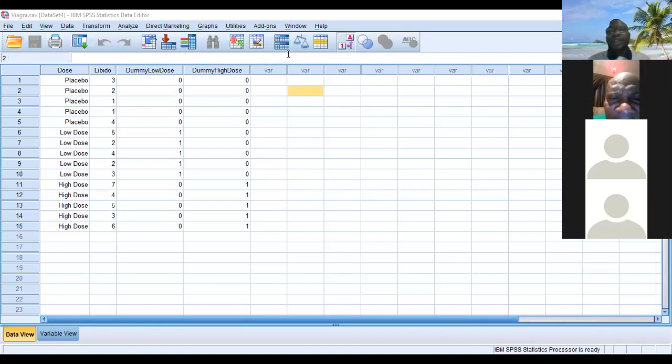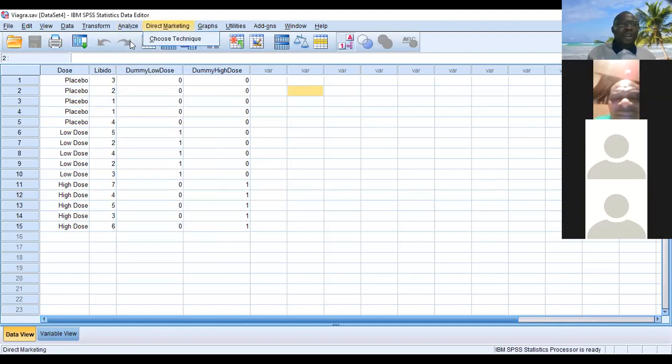Yes, sir. If you remember, Professor, when I came to Calabar, I used this file. That's why you used it to demonstrate ANOVA. Yes, sir, I remember. Okay. So now we just go to Analyze.